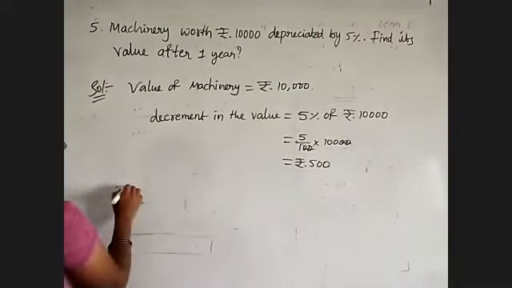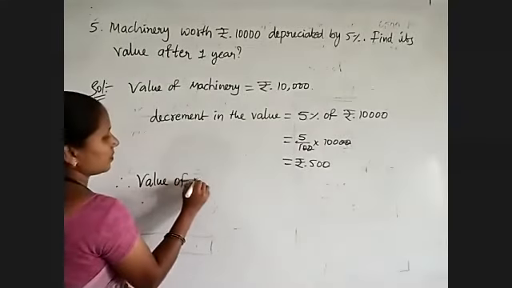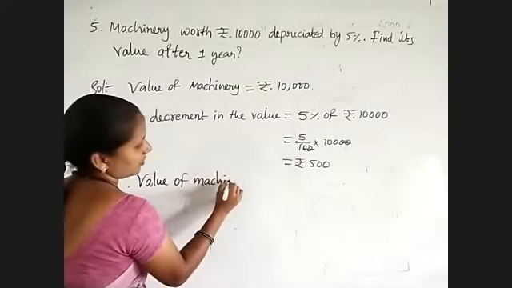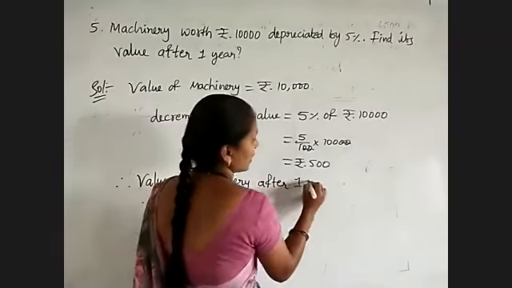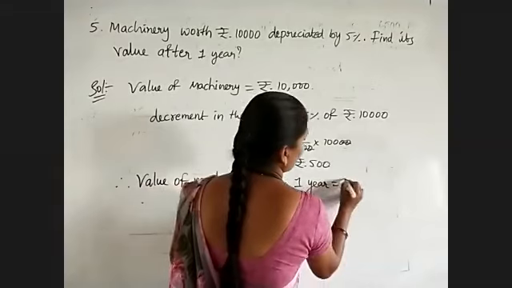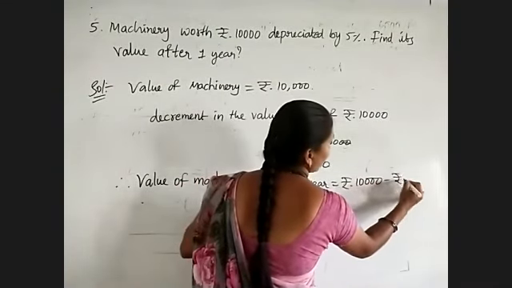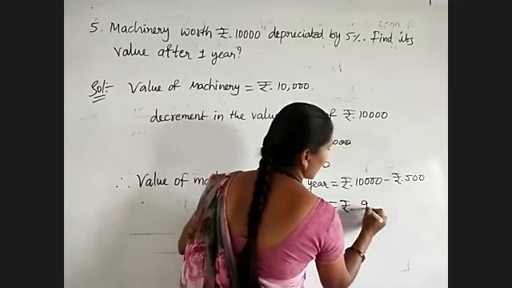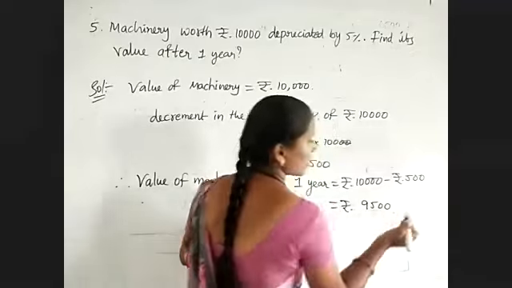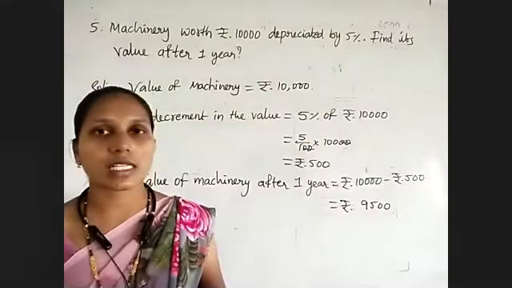Then therefore the value of the machinery after 1 year will be equal to the original value of 10,000 rupees decreased by 500 rupees. So the remaining amount is 9,500 rupees. That's all. And the remaining questions we will discuss in the next class.